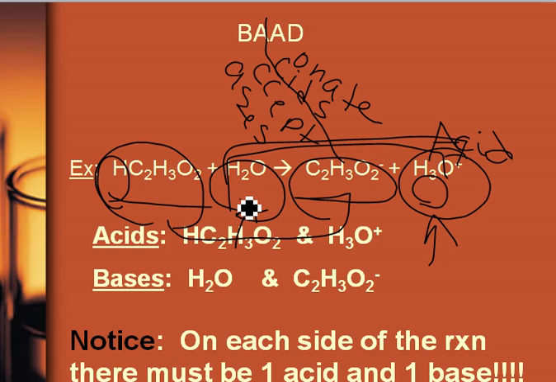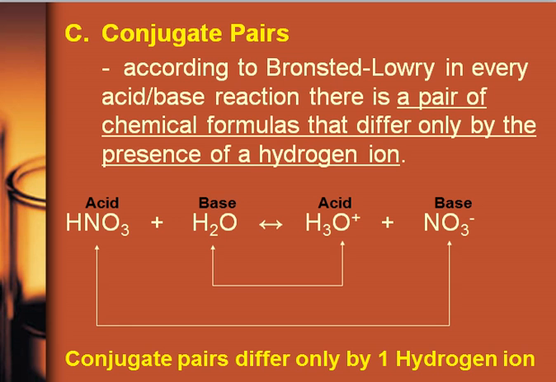And the same thing, you have HC2H3O2. This has an extra H, so this is your acid. And over here is going to be its conjugate base. So we're identifying what we call conjugate pairs, things that are different from one side of the arrow just by one H.